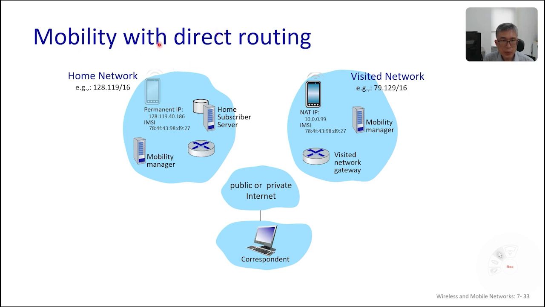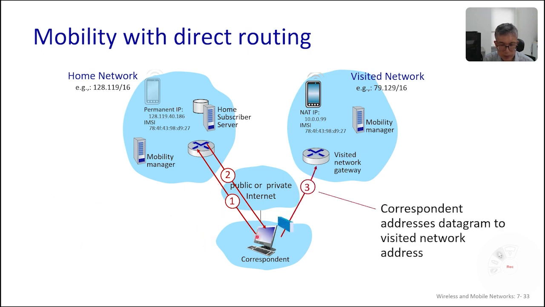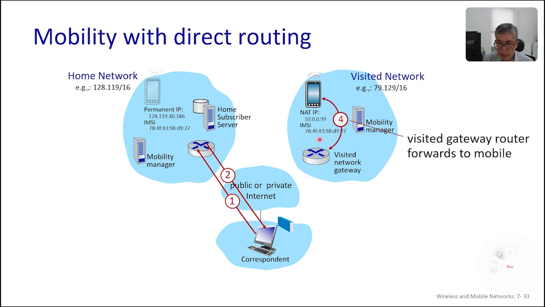Mobility with direct routing is better in terms of routing delay. First, the correspondent node gets the visited network address for the mobile device. The correspondent node contacts the home HSS to get the mobile's visited network information, and addresses the datagram to the visited network address, and then it is directly forwarded. The visited gateway router forwards the packet to the mobile.